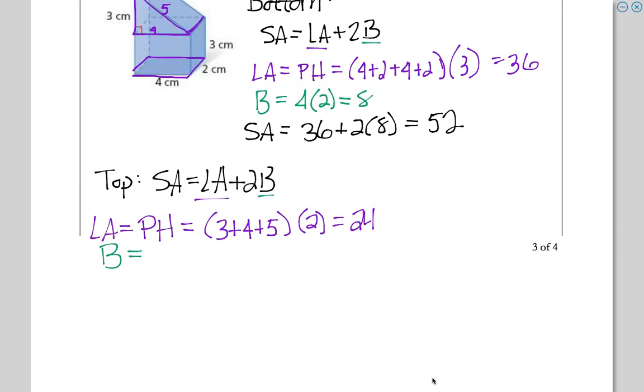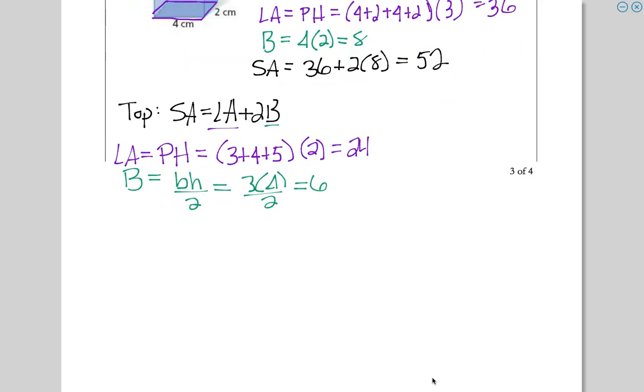The base is going to be little b times little h divided by 2, which is 3 times 4 divided by 2, which is 6. So surface area equals 24 plus 2 6s, which is 36.